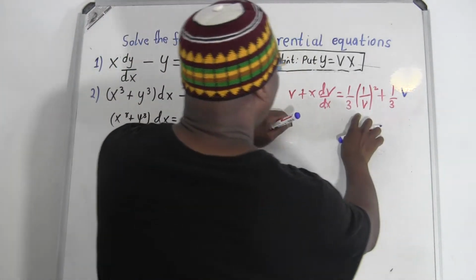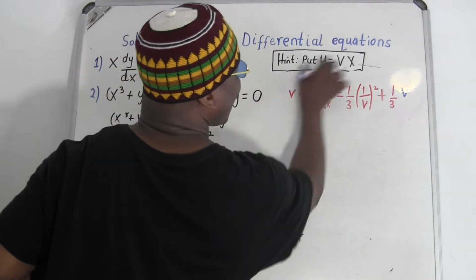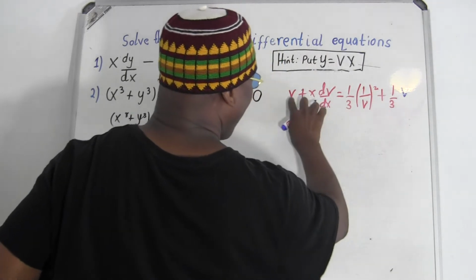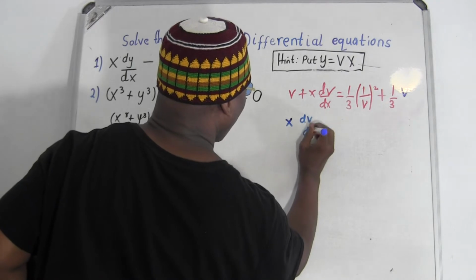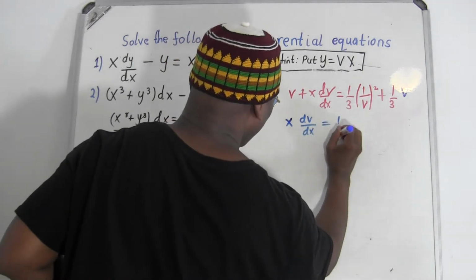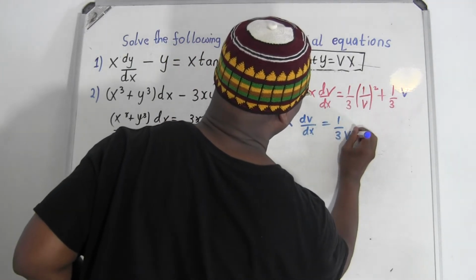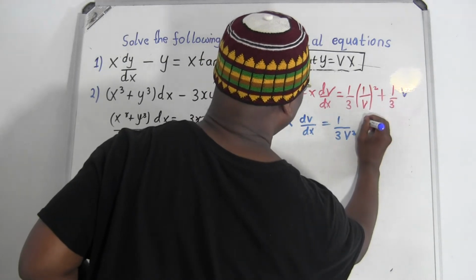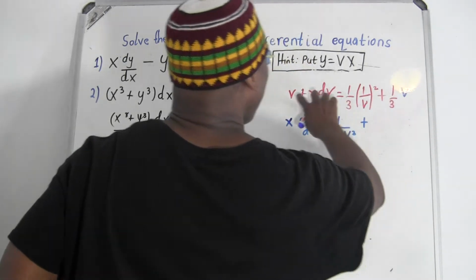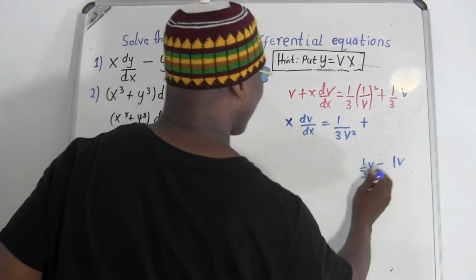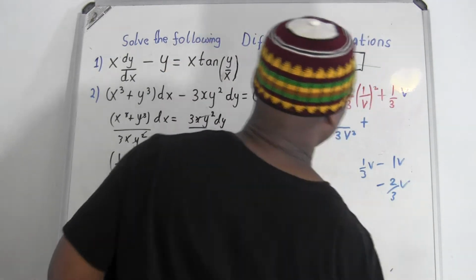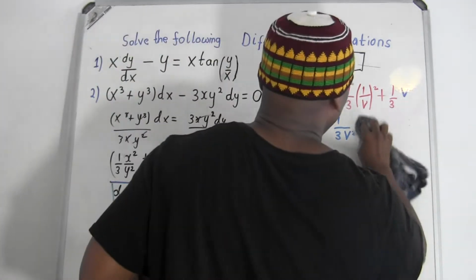I'm going to say, this is v and this is v, so I can take v over 1 over 3v minus v. So I'm left with x dv dx equal to 1 over 3v squared plus 1 over 3v minus v. Look, 1 over 3v minus 1v, because these are like terms. It's going to give you negative 2 over 3v.